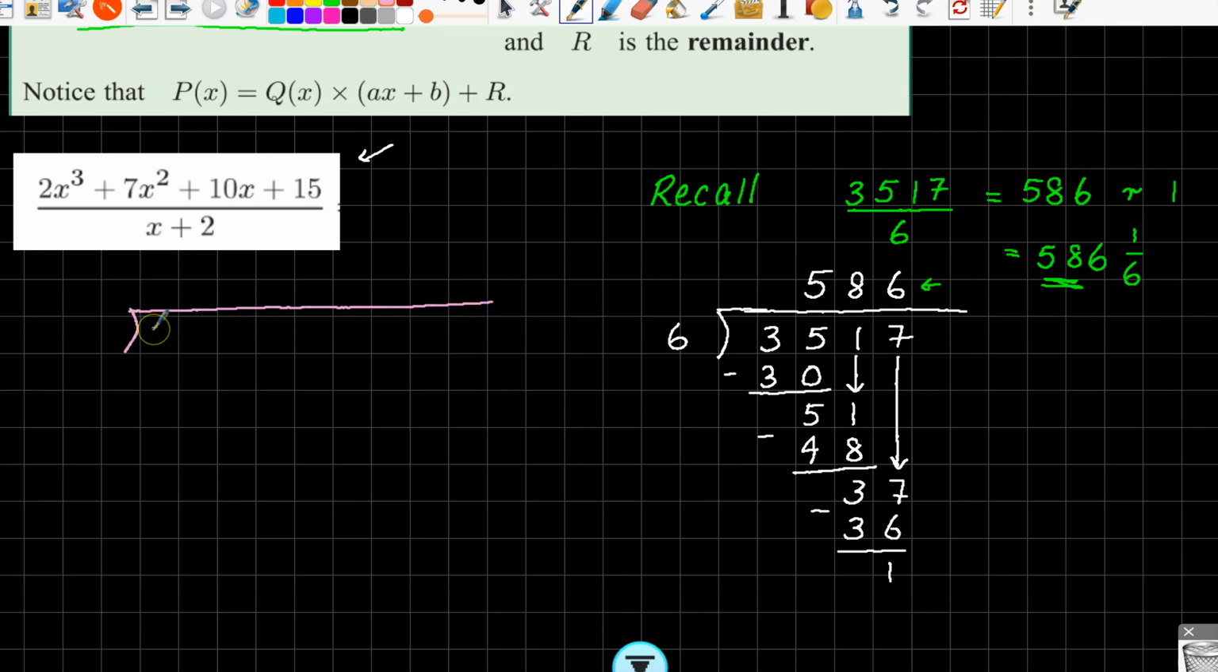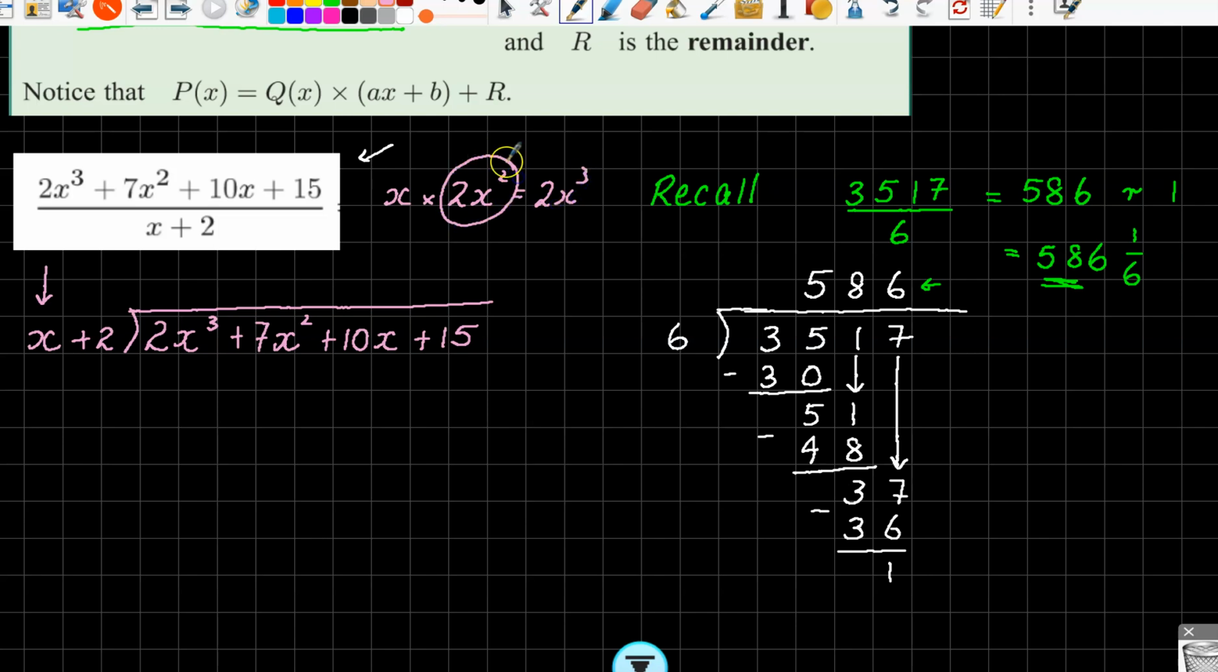But what we put in here now is our 2x cubed plus 7x squared. Okay, so in this case, what we're going to do is we will look at this, focus on this x, and we want to say that x times what gives me 2x cubed? What gives me 2x cubed? And clearly, it's x times 2x squared gives me the 2x cubed. Okay, so this one here, I put it above the squared, all in a line.